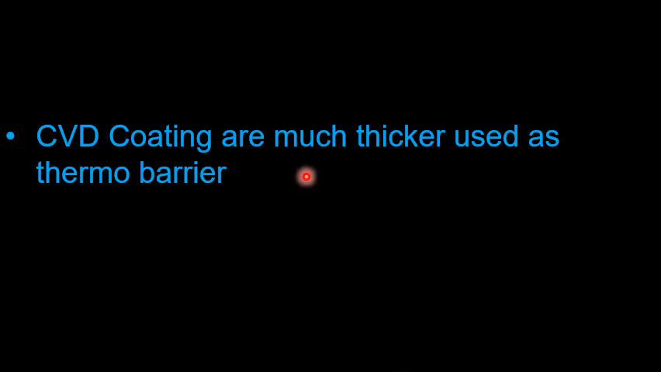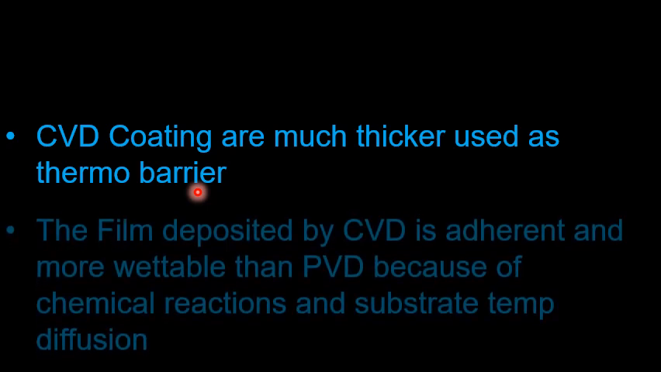CVD coatings are much thicker, and that's the reason they are used in thermal barriers. Thermal barrier means that you can use a chemical vapor deposition process to deposit an insulating layer, which basically avoids heating of the substrate material or damaging the materials on which the layer was deposited by the CVD process.